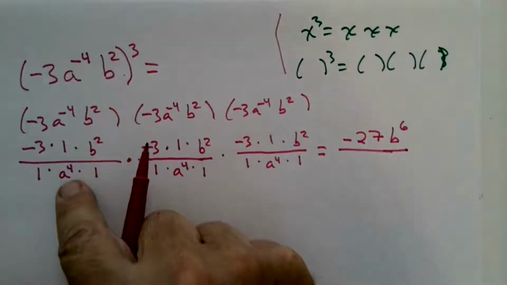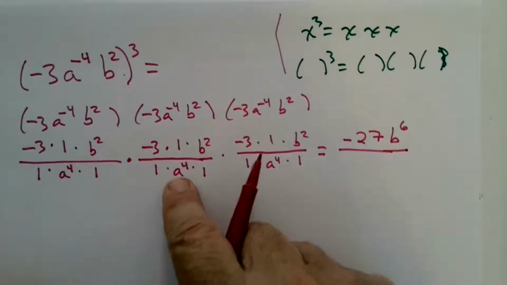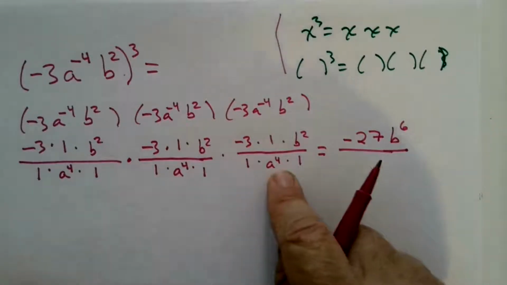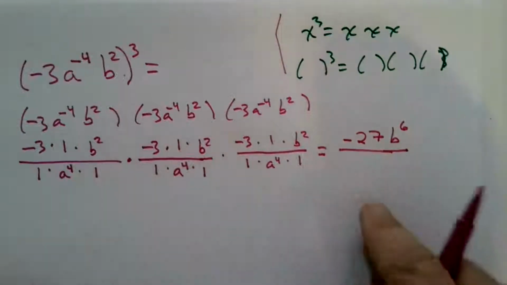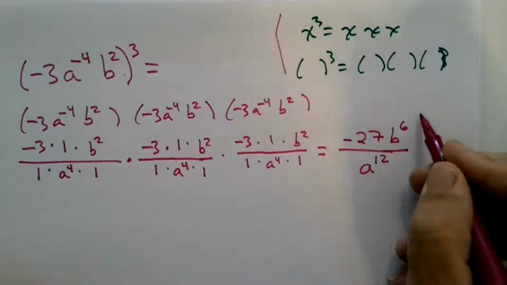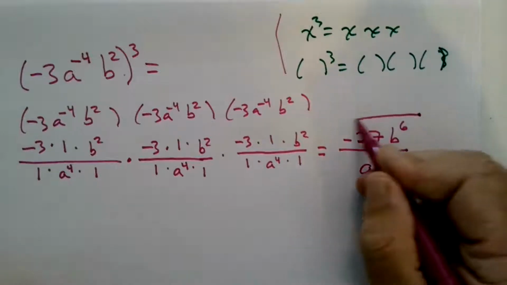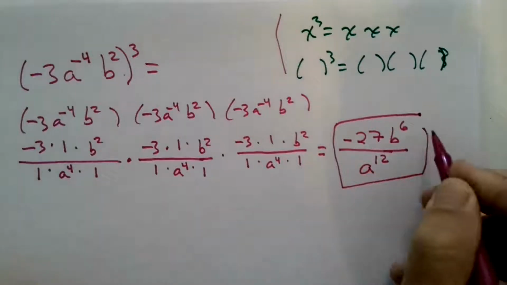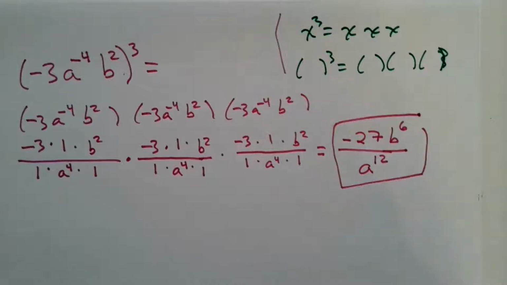Downstairs, what do I have? A to the 4th, a to the 4th, a to the 4th, a multiplied by a lot of ones. How many a's total do I have? I have a to the 12th. That's that one.